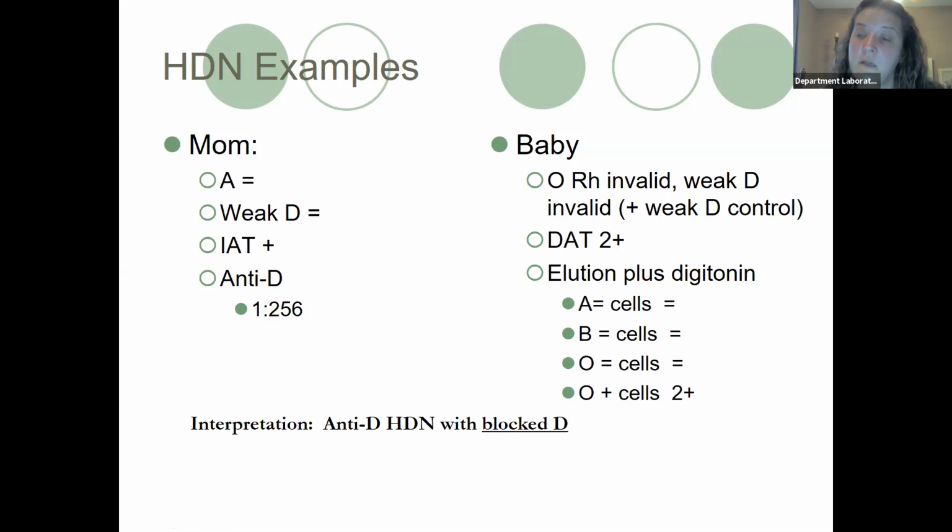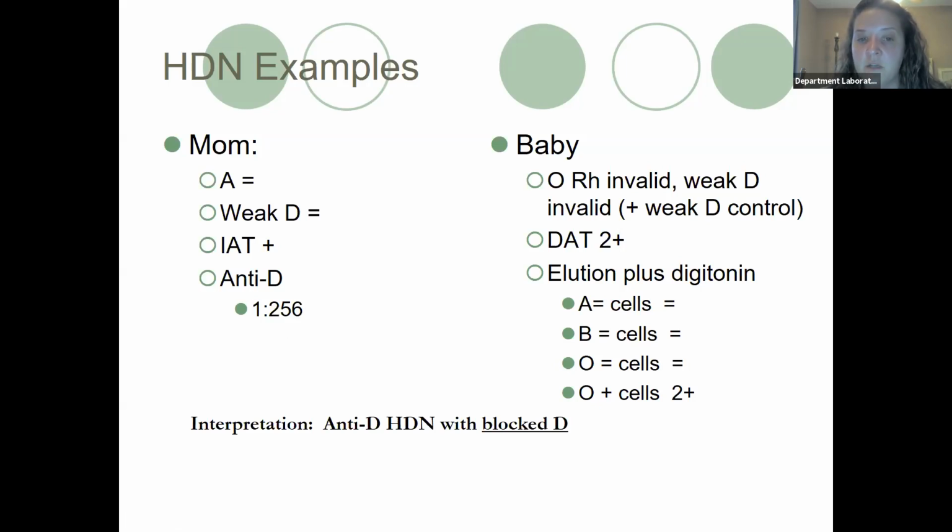And so this is the blocked D phenomenon. You have to keep that in mind when mom's D titer is so high. In a normal situation, mom's anti-D titer will not be that high. This mom probably has not received any prenatal care, all right? This is when you'll see this situation.